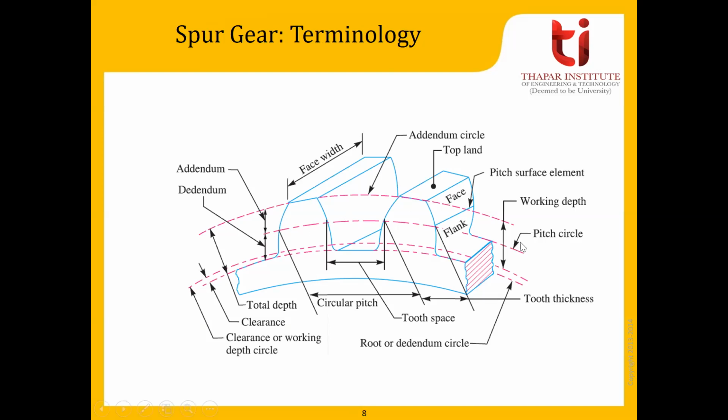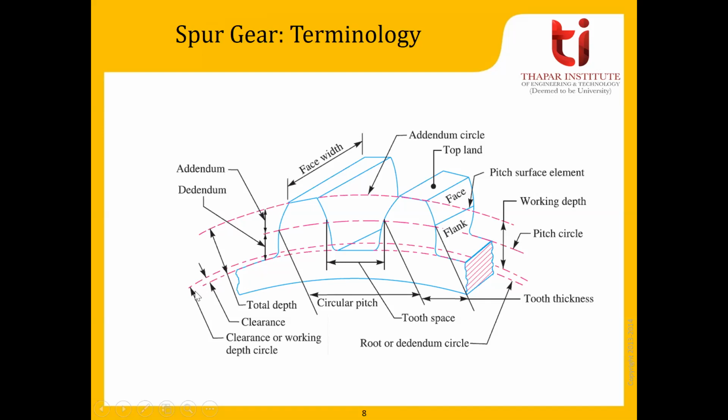As we see in the friction wheel, this is the pitch circle, and these are projections provided on the periphery of the circular friction wheel, and these projections are known as teeth. In this tooth, you can say this is the outermost circle which can be drawn on the outer surface of this gear, and this circle is known as the addendum circle.